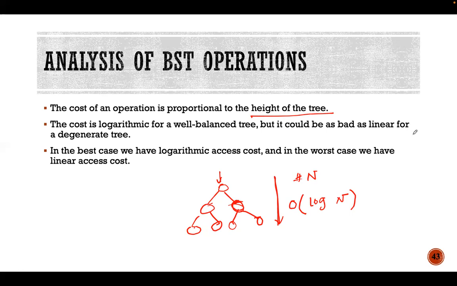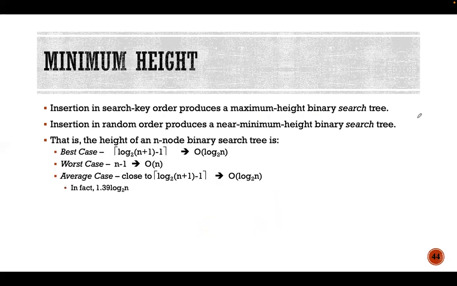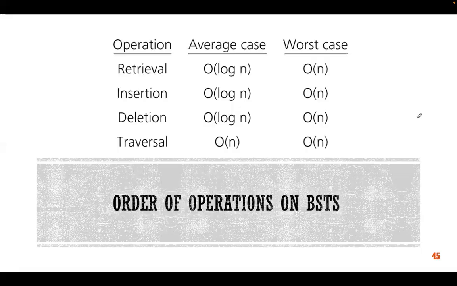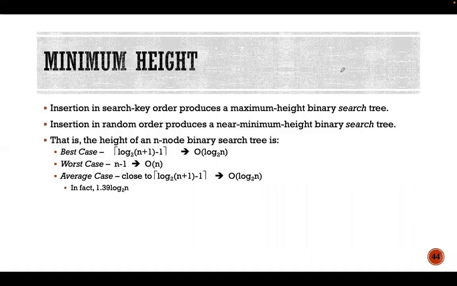Okay, so for each of the operations in the binary search tree, each operation actually has an average case of order of log n, which is the same as the height of the tree. But in the worst case, the operation can be order of n. So let's see an example.